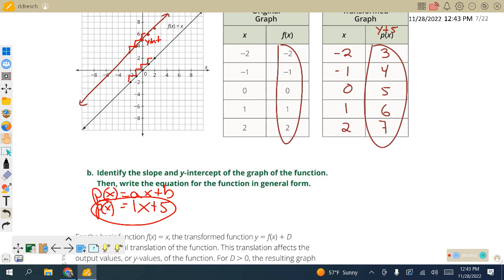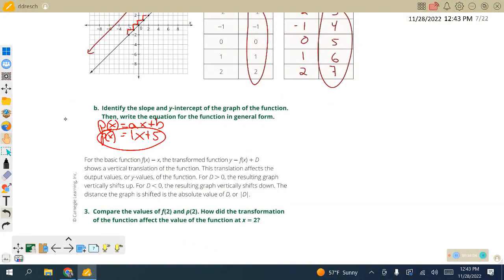So that's the equation of my transformed one. It took the original x and added 5 to it. We're keeping it simple today. Tomorrow we'll change it up a bit. All right, give me a second.